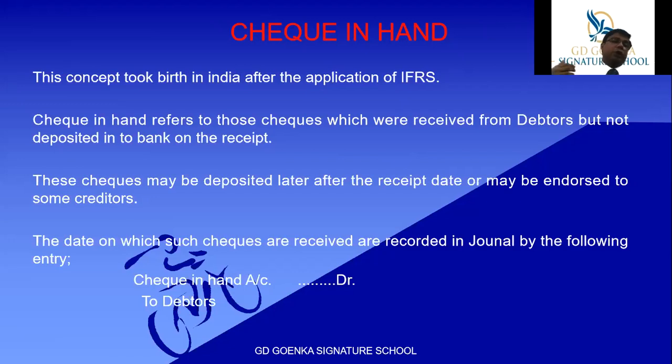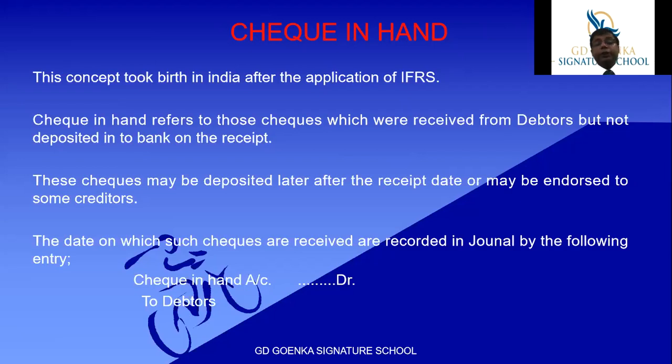So how is this going to be recorded? On the date of receipt, this is going to be recorded in the journal by means of the entry on your screen, that is, check in hand account debit to debtor.